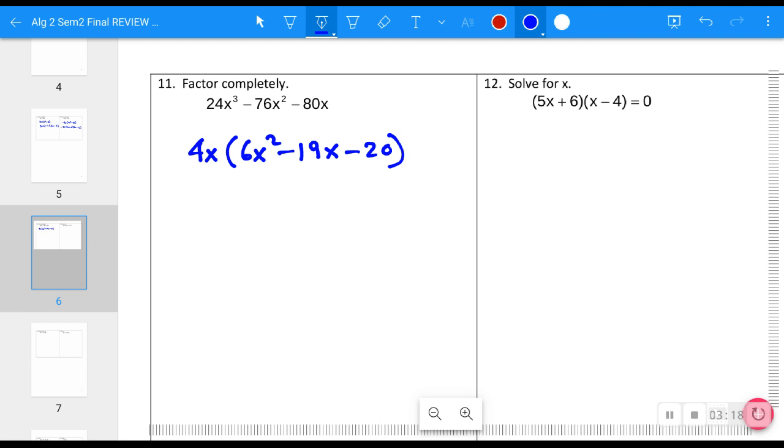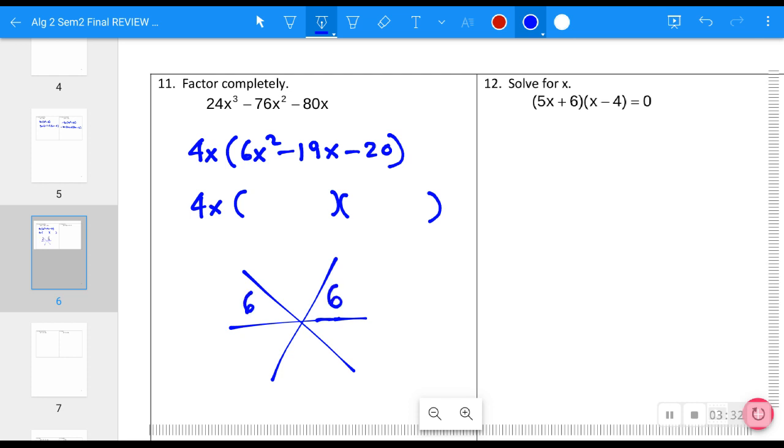Okay, now we're going to go ahead and set up our answer here. And go ahead and do the star method here. Our leading coefficient here is 6. And these two numbers multiply to give negative 120. And they add to give negative 19. Well, we want to find two numbers that multiply to give negative 120 and add to give negative 19.